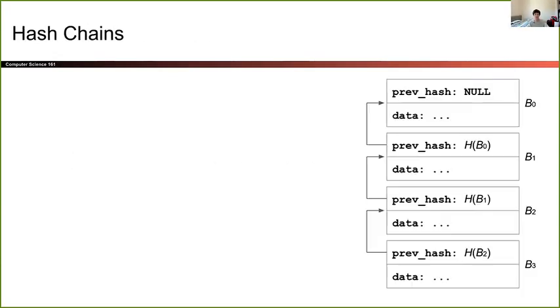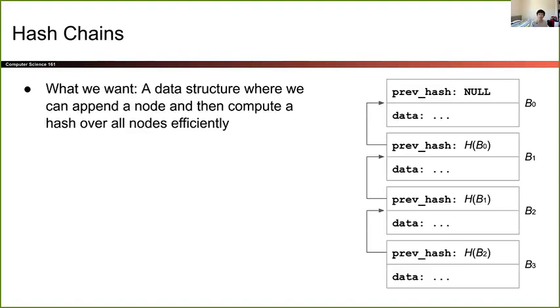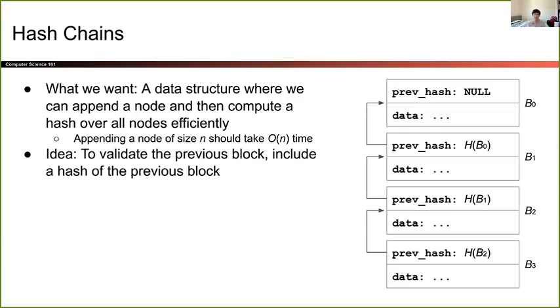So the first construction that we'll look at is called hash chains. What we want here is basically just a data structure that has an arbitrary number of nodes, and we can compute a hash over all nodes efficiently. And we only need to be able to append nodes to this. So we don't need to be able to change nodes. We only want to add a node to the very end. Technically, what this says is appending a node of size n should take O of n time, linear in the size of the node and nothing else.